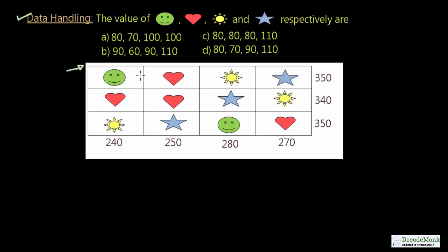By observing this figure, you need to understand that this number 350 is basically the sum of smiley, heart, sun, and star. So horizontally the values of these particular figures are added, like your heart plus star plus sun is equal to 340. Similarly for 350, and vertically again these are added. Smiley plus heart plus sun is 240, heart plus star is 250, and so on.